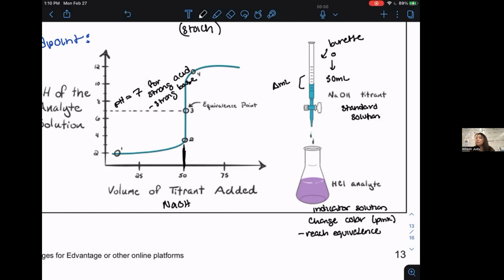For a strong acid, strong base, neutralization equivalence always occurs at pH 7. And then you add more and you jump to a basicity. That's why you see such a vertical nature to it. All right.